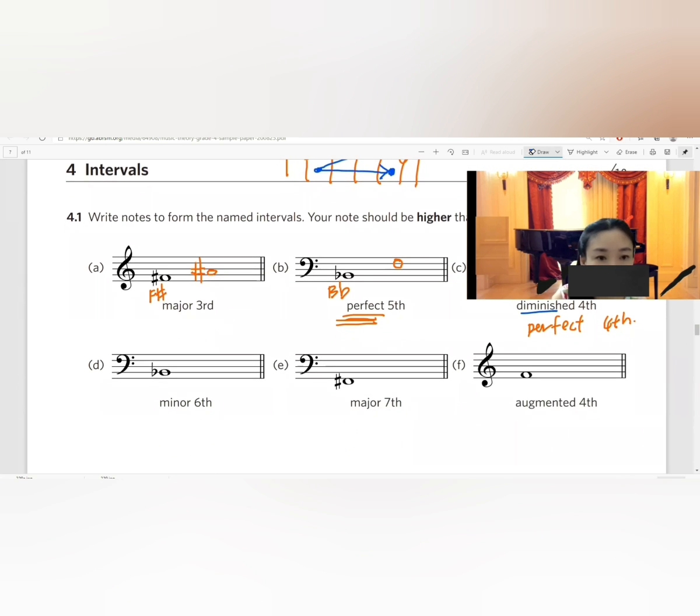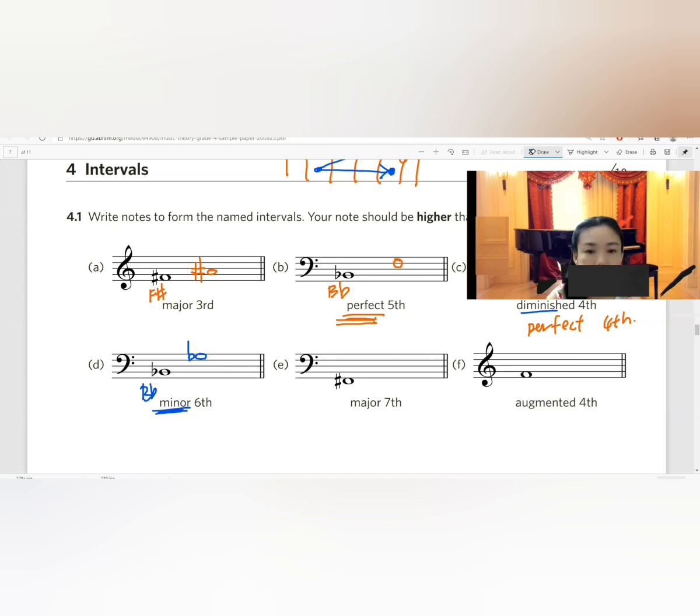Next one is minor 6. So this is a B flat. Let's look at B flat major. In B flat major, the sixth note is, B flat, C, D, E, F, G, is G. In B flat major, G shouldn't have any sharp or flat. Okay, so now they put minor. If this is a major 6, then the G has no sharp, no flat, because in B flat major there is no sharp or flat for G. But now minor means the distance goes 1 semitone lower, so the G has a flat.